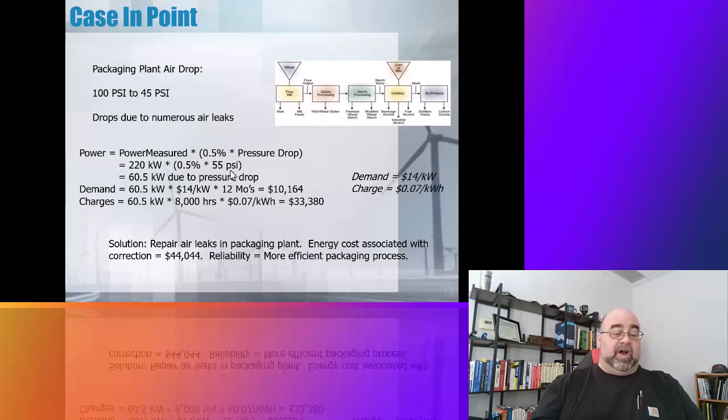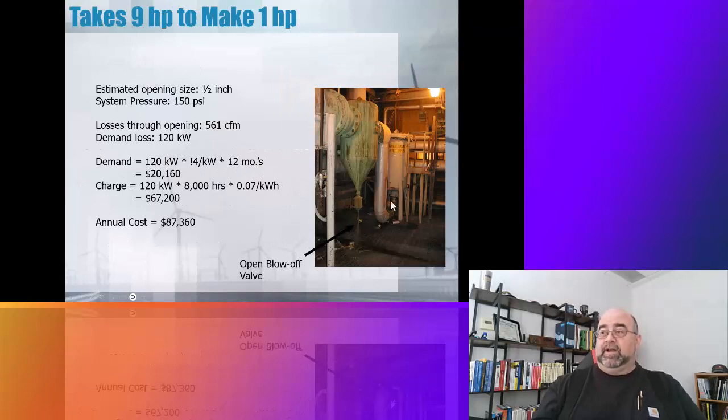The issues with compressed air found at the Miller plant were as follows. Air pressure dropped from 110 to 45 psi. Air leaks in the fungi and cooking plant were just huge. There was an open blow-off valve on one high-pressure 150 psi filter, and that was this one right here. This was a filter area for their high-pressure air. It was a half-inch opening at 150 psi. Losses through that opening were 561 cubic feet per minute. That created a demand loss of 120 kW.